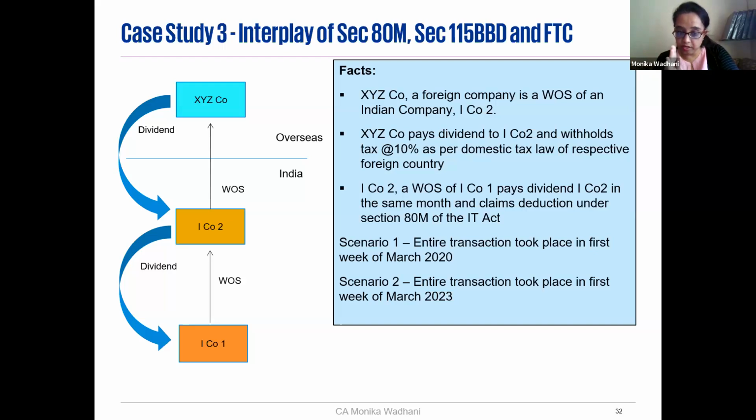And when Finance Bill 2020, which introduced the taxation of dividends in the hands of the shareholder, reinstated the provisions of section 80M in order to cascade the effect of the taxation of dividend in case of intercompany dividends. So friends, with this background, let us now understand how to read the provisions of section 80M, 115BBD and FTC in the given case.